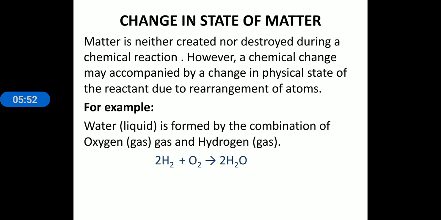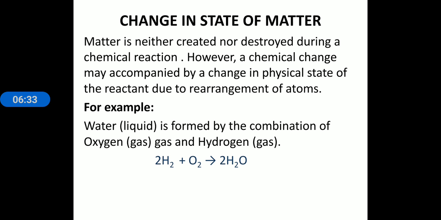For example, water is formed from gaseous oxygen and gaseous hydrogen. When two molecules of hydrogen react with one molecule of oxygen, it produces two molecules of water. When we calculate the number of atoms on both sides after balancing the chemical equation, we have 4 atoms of hydrogen and 2 atoms of oxygen on both the reactant and product side. If we want to calculate the mass, we know that the mass of hydrogen is 1 and the mass of oxygen is 16.